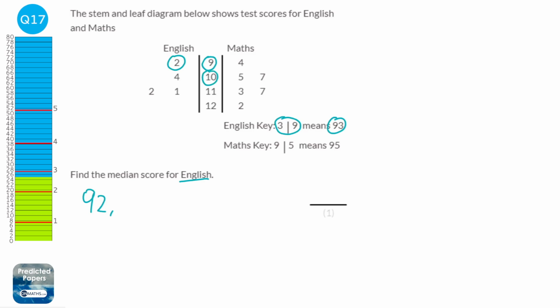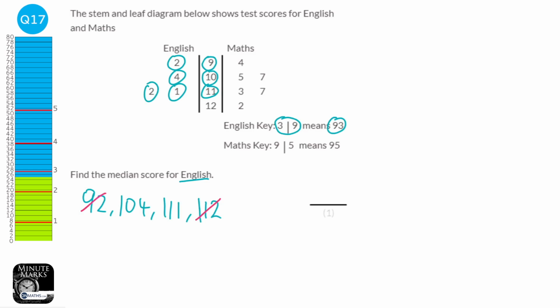Then this will be 10 tens and a 4. So it would be 104. 11 tens and 1. So 111, and then 11 tens and 2. So to find the median, we cross out the biggest and smallest until we're left with 1 or 2 in the middle. Here we're left with 2.